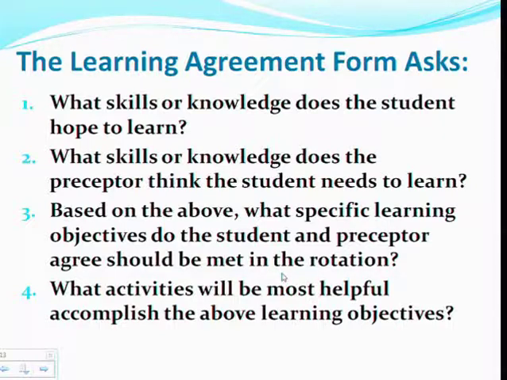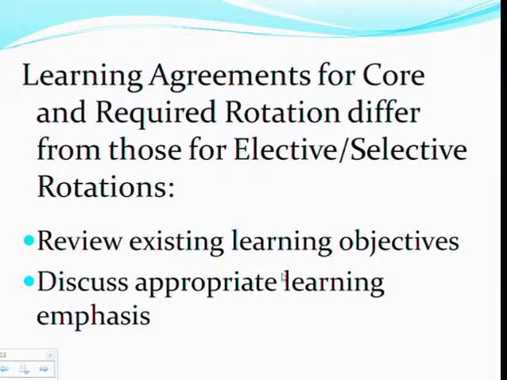For some of you, this may be the same from one to the next rotation. We do ask, however, that you consider the individual, their strengths, their weaknesses, their career interests, and their level of knowledge in your field so that you can tailor the learning contract to them. Based on the above things, what specific learning objectives do the student and preceptor agree that should be met in the rotation, and what activities will be most helpful to accomplish those objectives?